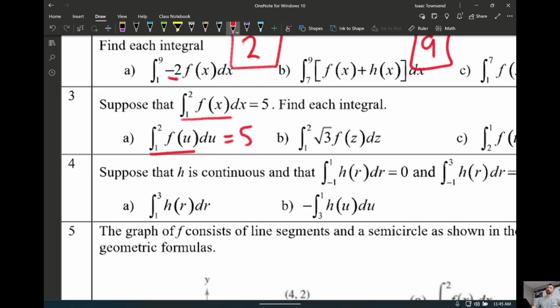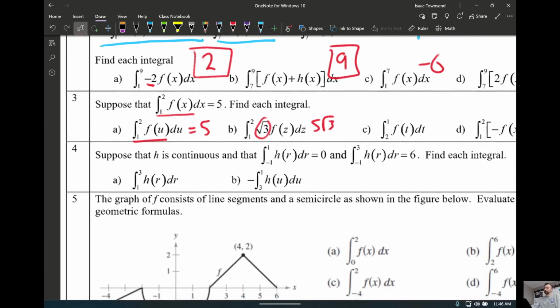Again, the integration would have u's in it instead of x's, but if you turn around and plug in the same numbers into the same function, it's still going to evaluate to the same thing. Exact same thing, except multiply by the square root of 3, so 5 square root of 3.